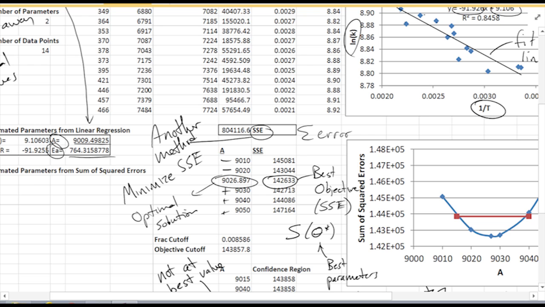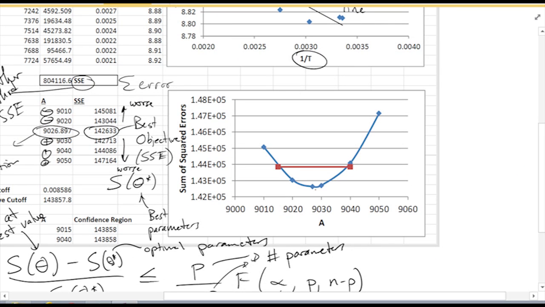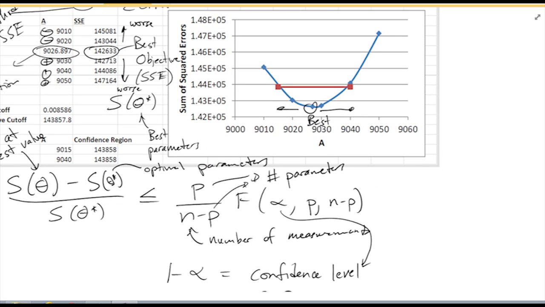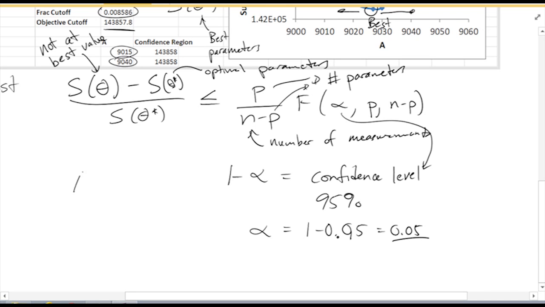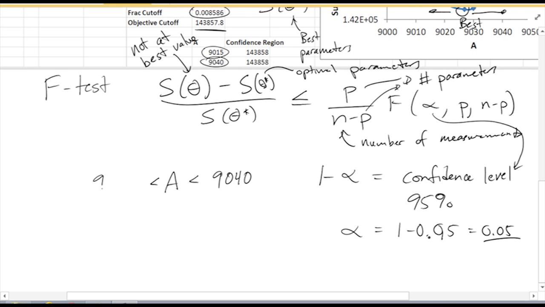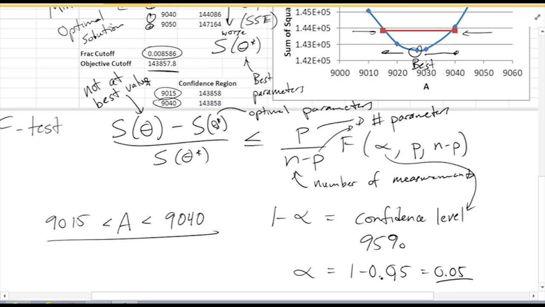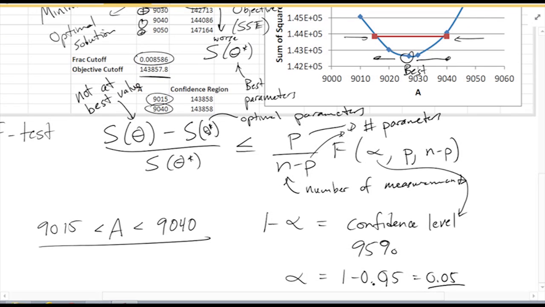And there you can see I have my A values that I've adjusted down, so those are the negative, and then also above. My sum of squared errors is going to be worse for either moving it up or down, so away from my solution. There's my optimal value, my best objective, and then as I move my A value away from that, my sum of squared errors is going to increase. That's the blue line. Okay, and then I compute with my F-test my fractional cutoff and also my objective cutoff. So wherever my sum of squared errors is less than that value, that is my 95% confidence interval. So in this case, A is less than 90-40 and also greater than 90-15.